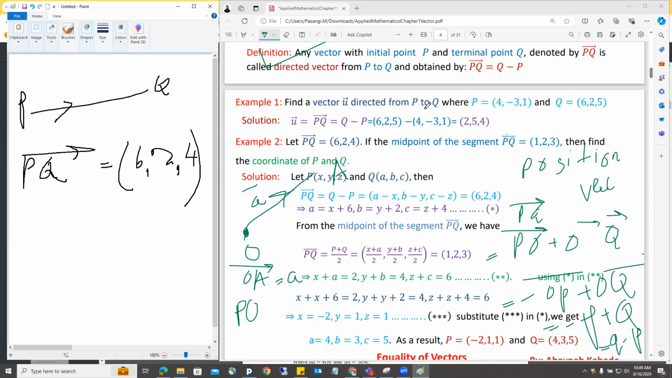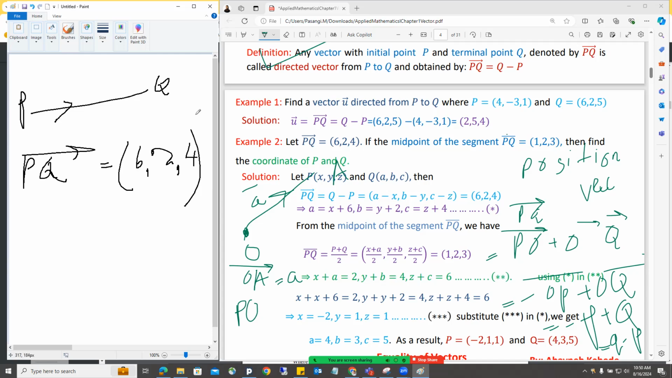Divide everything by 2. Yes. Then, since it's for the midpoint, midpoint means we have to divide this entire PQ into two equal segments. Then what we need to do is divide this PQ vector by 2.